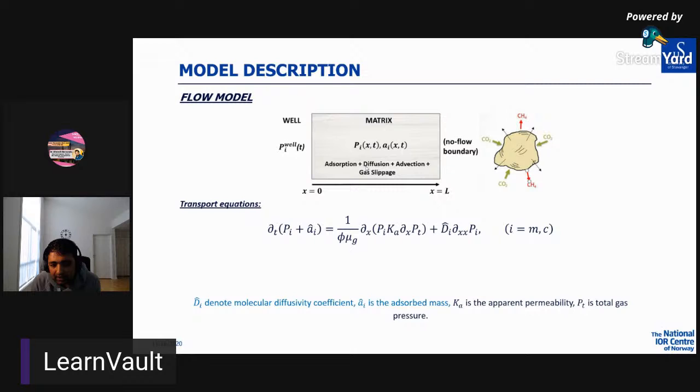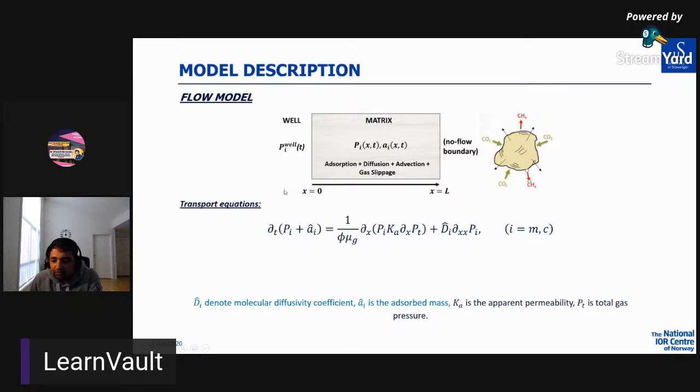And last is the gas slippage. The gas slippage happens in shale gas reservoirs because the mean free path of the gas molecule is actually larger than or comparable to the pore size, since shale has a very nanopore structure. So when that happens, the collision between the molecules and the wall of the pore throat becomes much more significant. You can imagine a gas molecule popping out through the small pore throats, and that popping out effect causes the gas slippage effect.